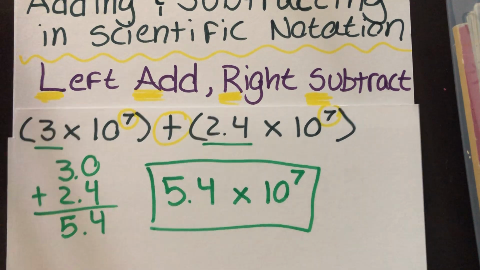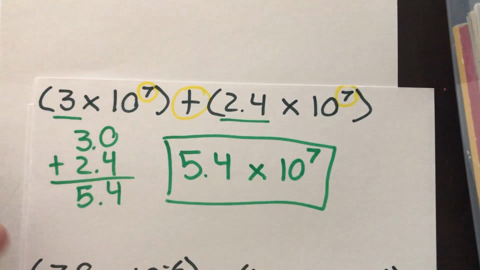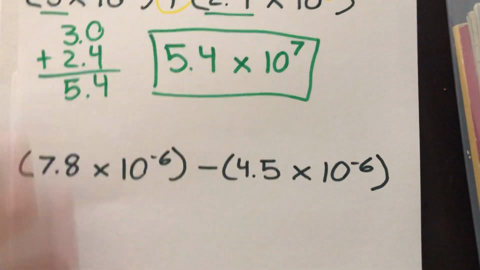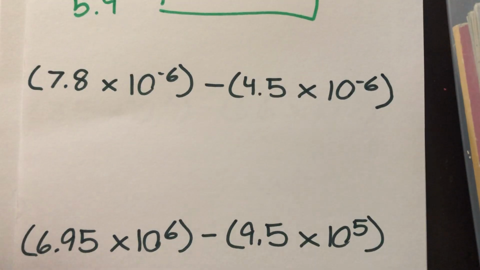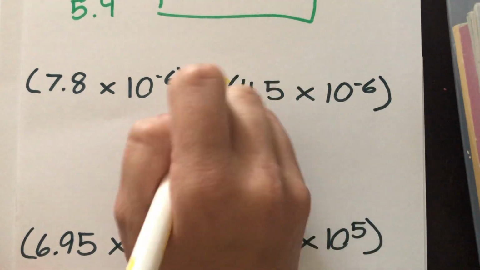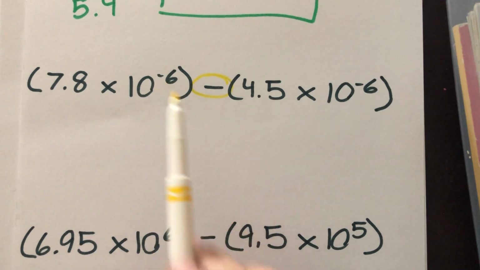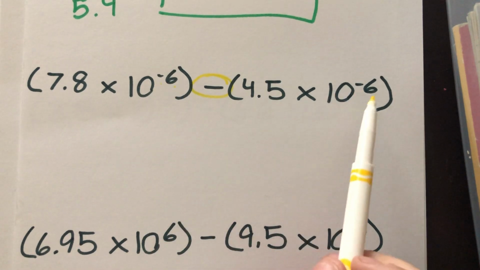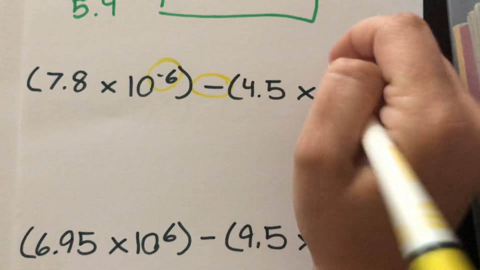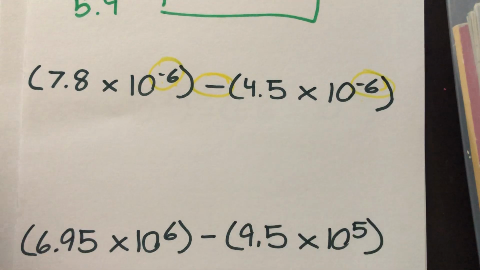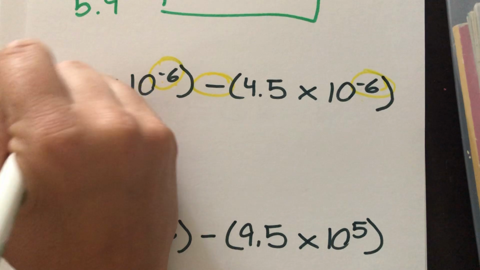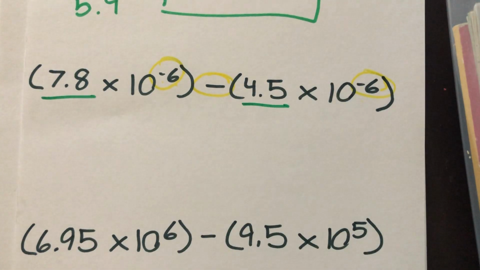All right, let's slide and go ahead and do another example. So this time, we are subtracting. I'm going to go ahead and circle that. I need to look at my exponents, look at the powers of 10, see if those exponents are the same. This is -6 and this is -6. So again, that makes our life really easy. We can go ahead and just subtract these coefficients here.